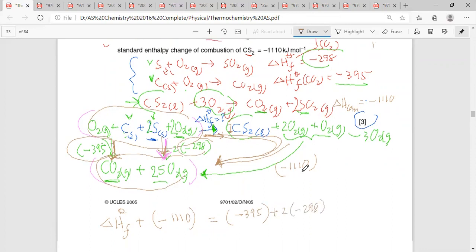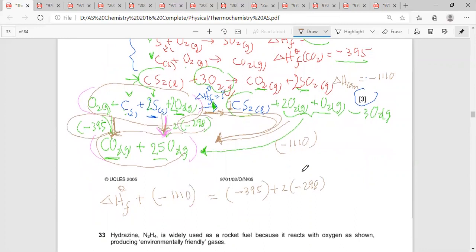So your delta H equals to minus 395 plus 2 times minus 298. You bring it over, it is minus 1110. Of course, the answer, I've done it here, is equals to plus 119 kilojoules per mole.